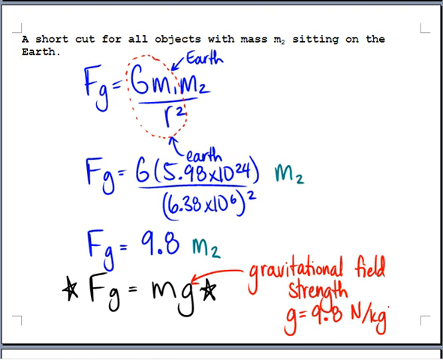So there's a great shortcut for all objects on the Earth. Just take the mass. Like, hey, what's the force of gravity on my cup of coffee? Well, I could just measure the mass in kilograms and multiply by 9.8, and it would tell me how many newtons of gravitational force are acting on that coffee cup. So a great little shortcut where I don't need the mass of the planet or the radius of the planet anymore.